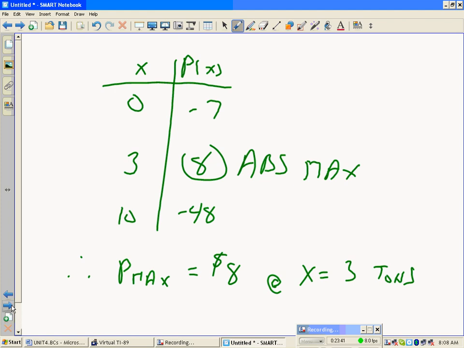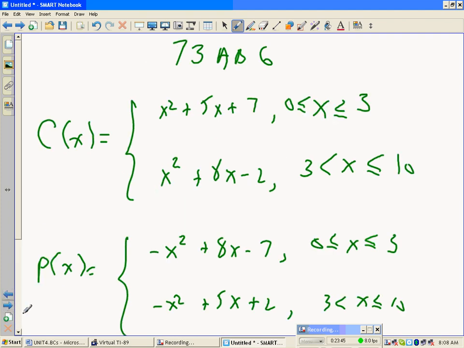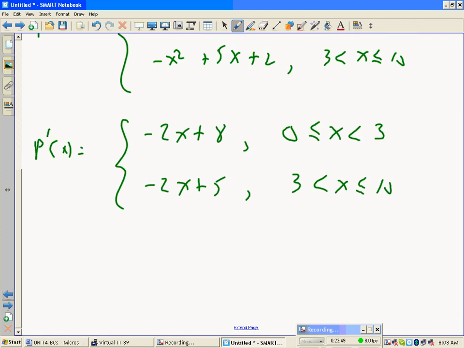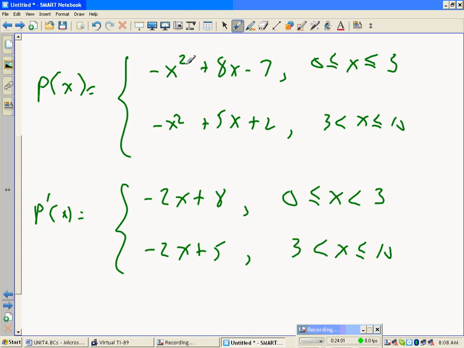We did find P prime. We didn't write it down, but we talked about it. We said that P prime is this, and the 0 of this is 4, but that doesn't make sense. 4 doesn't help. It's not in here. This parabola has a min or max, a critical point at 4 because of this.